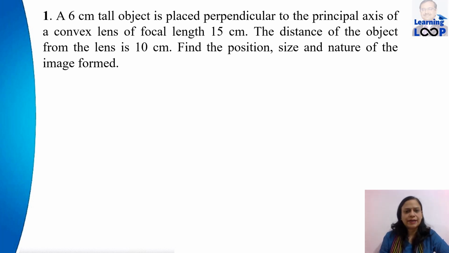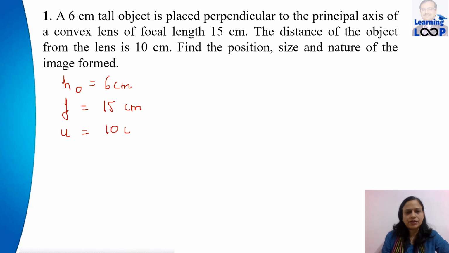A 6 centimeters tall object is placed perpendicular to the principal axis of a convex lens. So the height of the object here is given as 6 centimeters. The convex lens has a focal length of 15 centimeters, and we know that since it is a convex lens, the focus lies to the right hand side and it's going to be positive. The distance of the object from the lens, that is u, is going to be 10 centimeters. So according to the convention, u is always negative, so I put a minus sign here. You have to find the position, size and nature of the image.